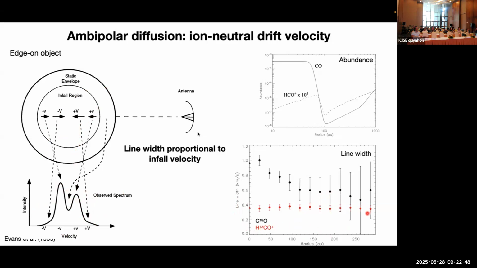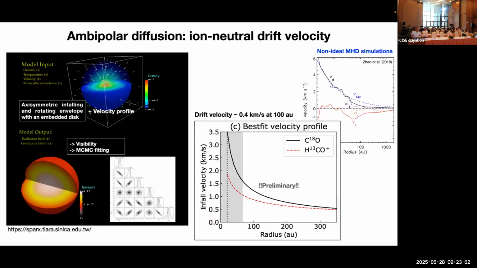You can see at outer radii, the two are comparable, but inside maybe 100, 150 AU, the ionized molecule starts to show narrower line width compared to a neutral molecule. So we can do the same exercise, build a model again, and for the ionized molecule, do a fitting, and then we can estimate the inflow velocity profile.